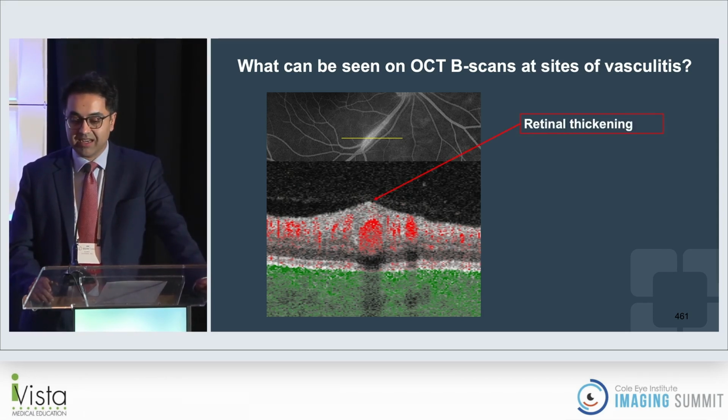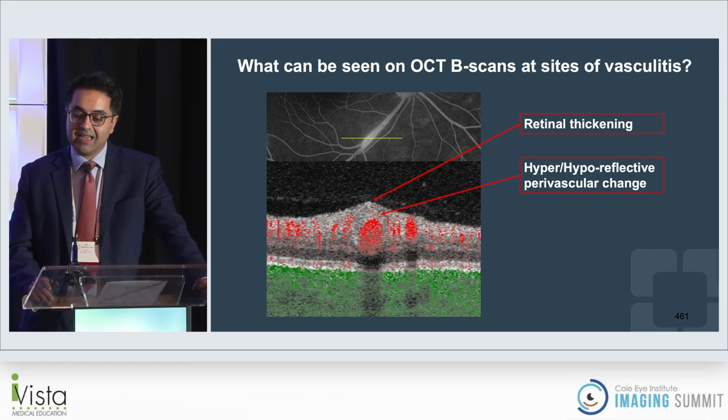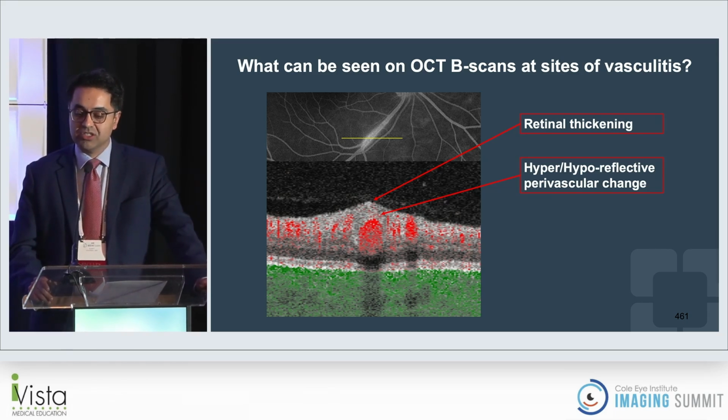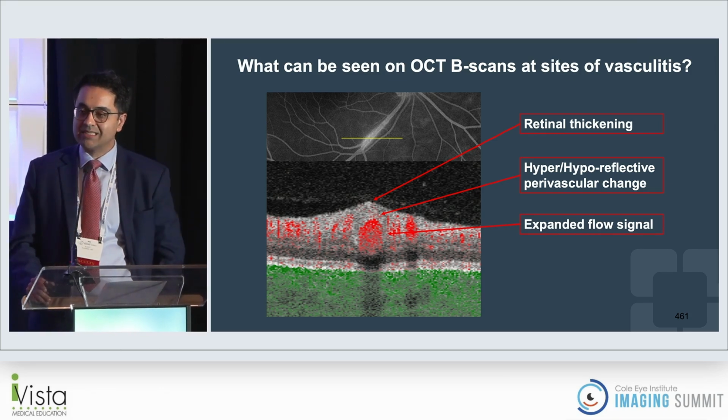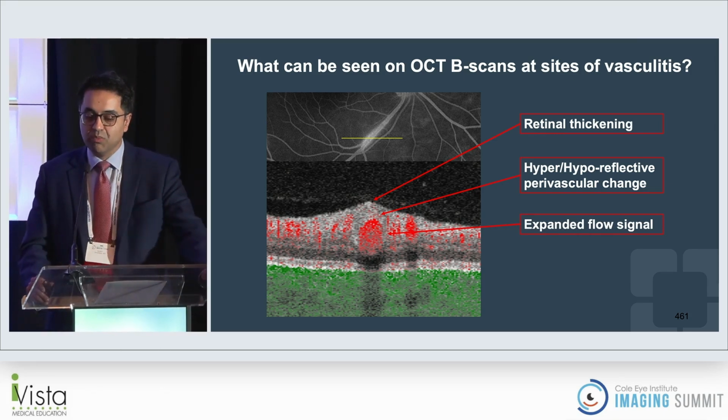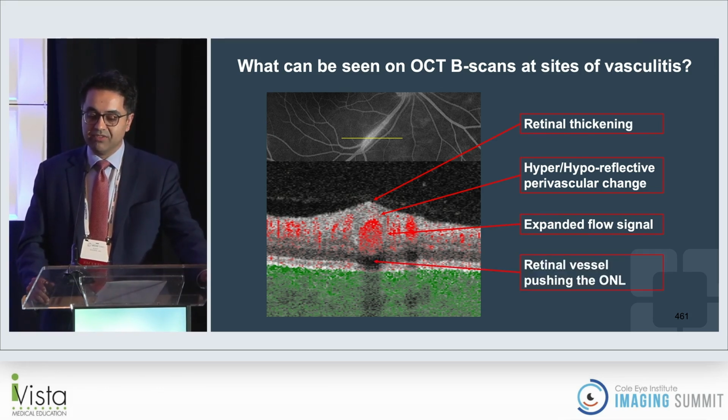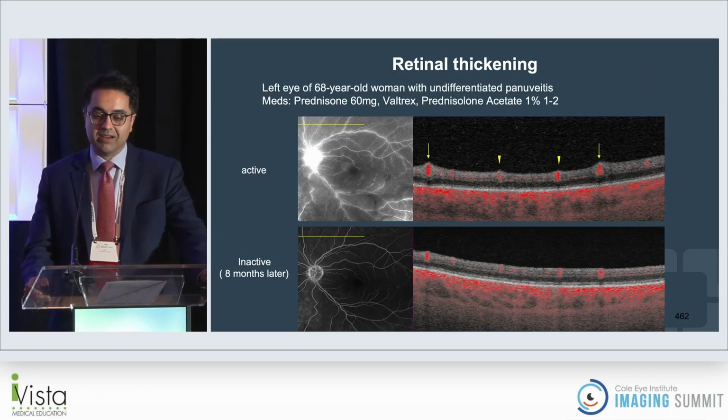We see retinal thickening, and the thickening is interestingly more in the vertical direction, so into the vitreous. And we see hyper and hyporeflective changes around the blood vessels. We interestingly can often see an expansion of the flow signal, so there's more flow in those vessels corresponding to the areas of active inflammation. And then we also see the vessels are pushing down the outer nuclear layer.